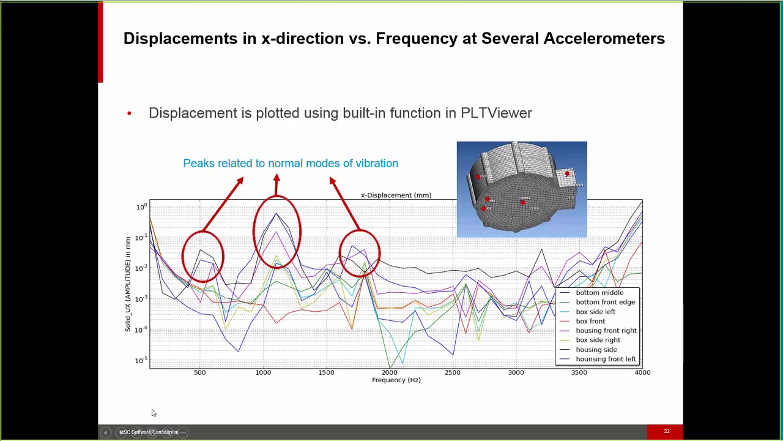This plot here is showing the x displacement at several accelerometer locations marked by these red dots right here. We can see some peaks which are related to the normal modes of vibration. For example, the first peak right here is due to the 4th vibration mode, and the second peak here is due to the 9th mode of vibration.